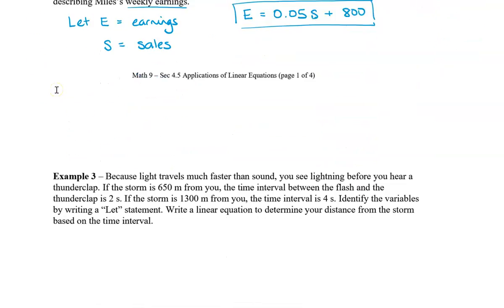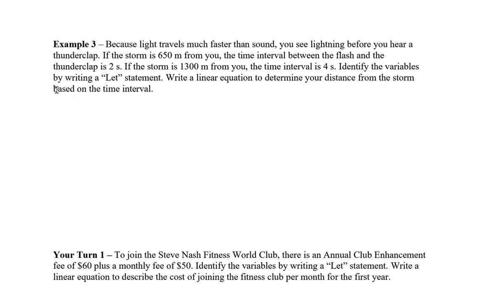All right, let's take a look at another example. Let's take a look at a harder one again, like the one we did at the beginning, but this time we won't draw the graph. So example 3 states, because light travels much faster than sound, you see lightning before you hear a thunderclap. The storm is 650 meters from you. The time interval between the flash and the thunderclap is then 2 seconds. If the storm is 1,300 meters from you, the time interval is 4 seconds.